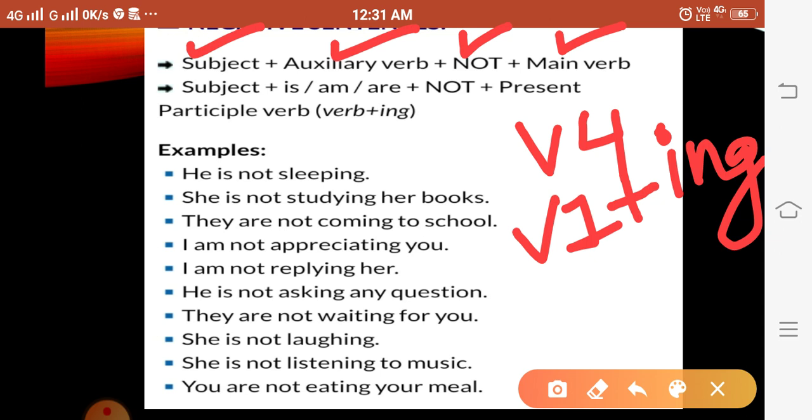Okay, let's see the rule or the sentence structure again. First we write the subject, then the auxiliary verb is, am or are. Again, the use of the auxiliary verb will depend on the nature of the subject. If it is singular, we use is. If it is plural, we use are. If it is I, we use am. Then not, then the fourth form of the verb, and then if required, we use an object.